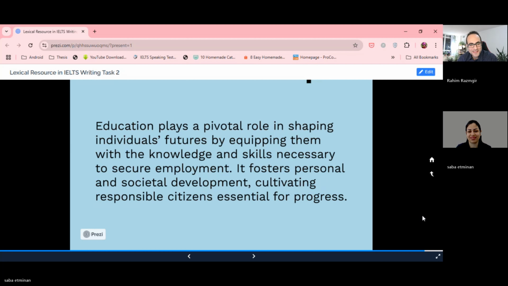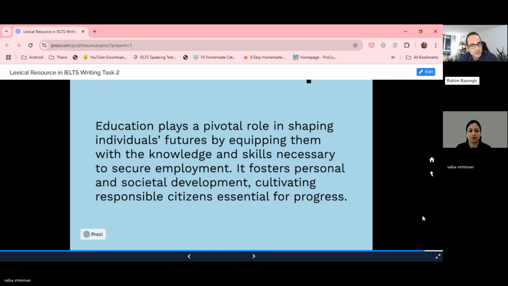I don't know. So education plays a pivotal role in shaping individuals' futures by equipping them with the knowledge and skills necessary to secure employment. It fosters personal and social development, cultivating responsible citizens essential for progress.